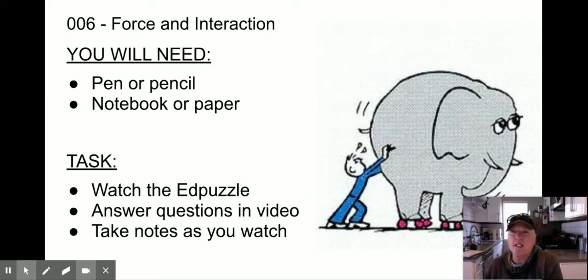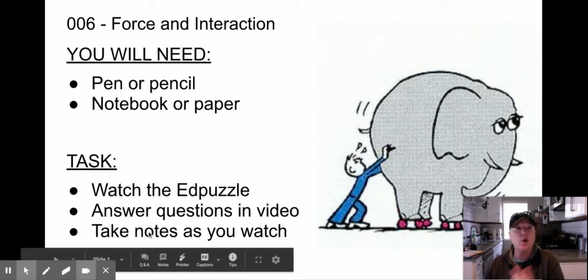Hi, this is assignment 006, Force and Interaction. For this assignment, you will need a pen or pencil and notebook paper, or in general, just loose paper is fine. Your task: watch the Edpuzzle, answer the questions that are linked into the Edpuzzle, and as you go, take notes.